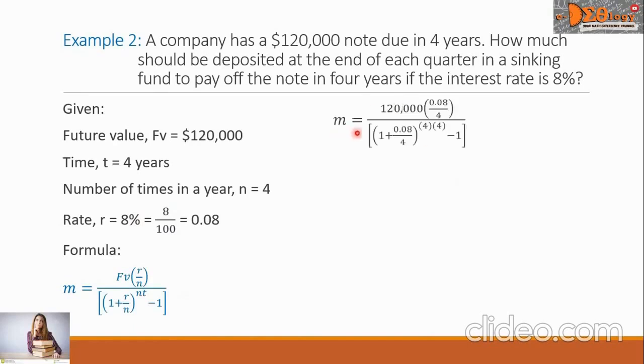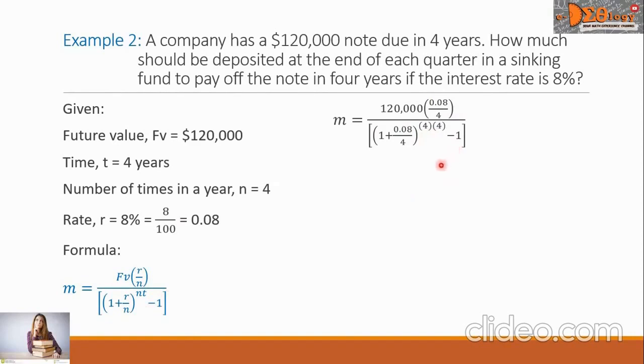Our M equals the FV, or the future value, is now 120,000 times the fraction R over N. So this is now 0.08, that is the R, over 4, that is the N. The same fraction will come down here. We will copy the constant 1, and the exponent will be NT. And NT is 4 times 4. And we will copy the minus 1 in here.